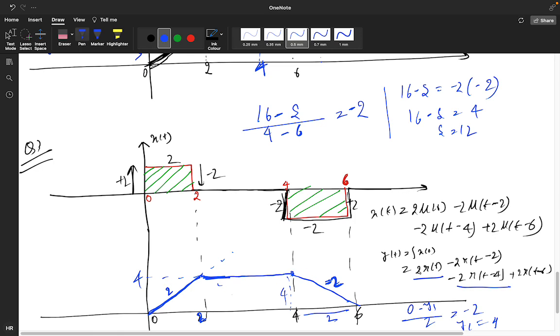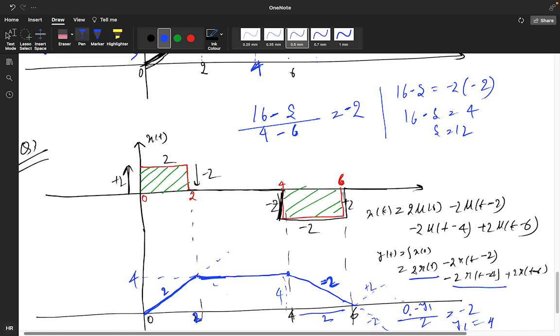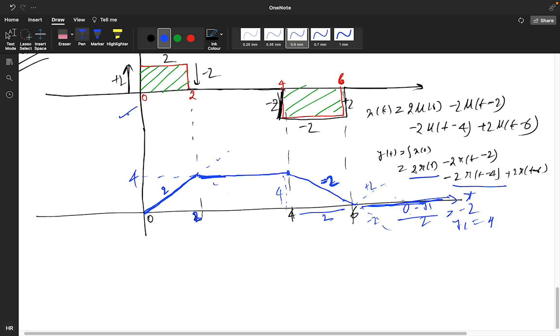So we are getting a trapezoid. And then this is at t equals minus 6. We are getting one positive slope. So this is negative slope and we are adding one positive slope. So both will give you a resultant at 0. So this is the integration of this function.